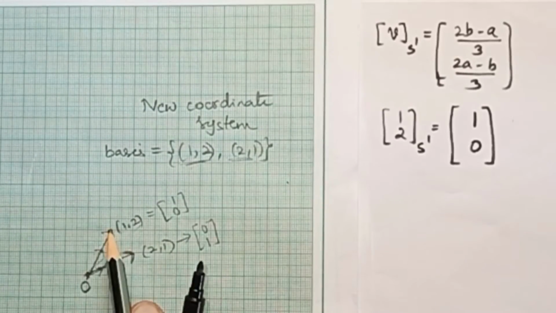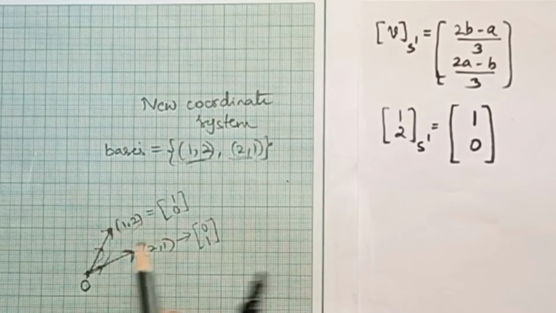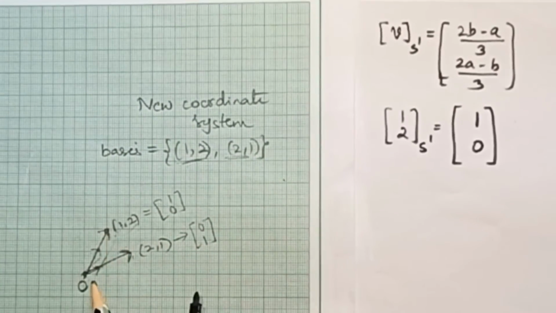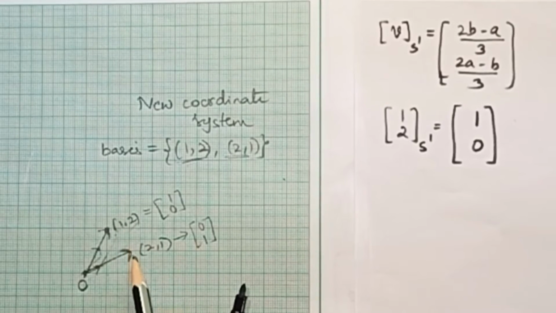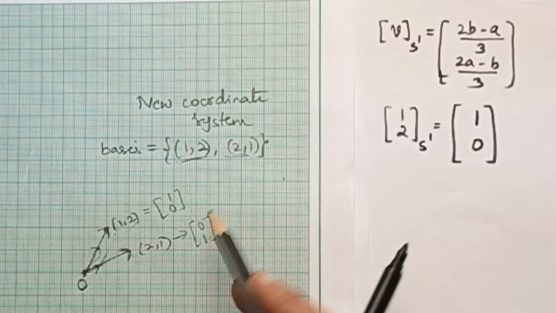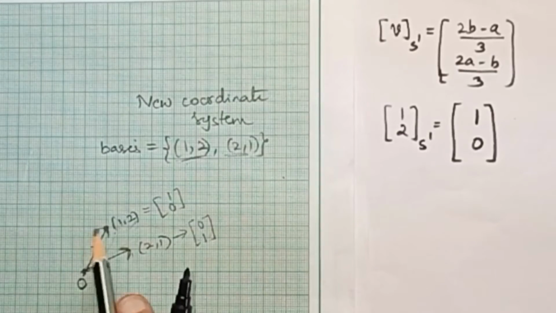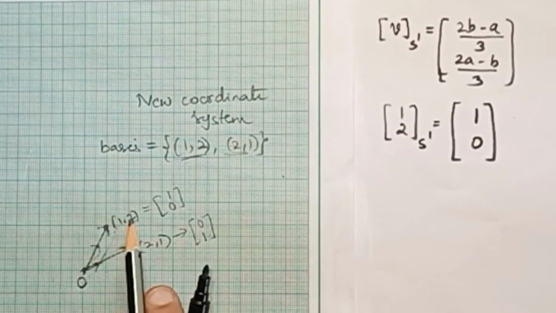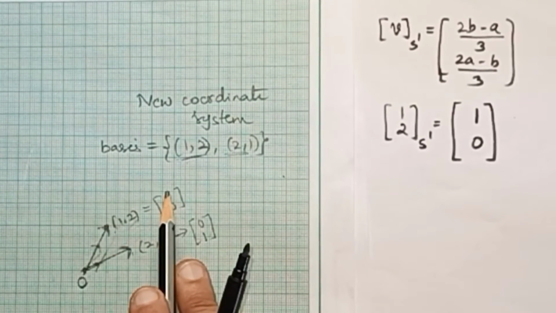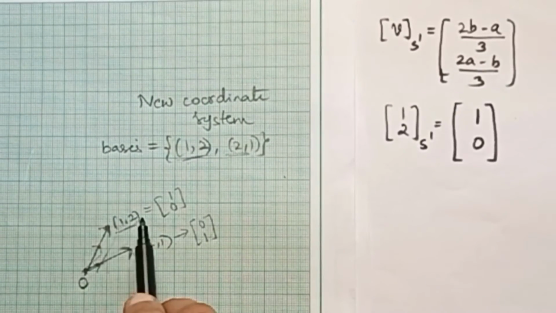It means that to reach this position, it is scaling 1 times (1, 2) and 0 times (2, 1). Then we reach the position (1, 2). Here also, 0 times (1, 2) and 1 times (2, 1). Then we will get the coordinates of this vector as (0, 1). So in this alien language it is called (1, 0). In our language the same vector is called (1, 2). The position is that of (1, 2), but in that language it is called (1, 0). In our language it is called (1, 2). So the coordinates of (1, 2) are (1, 0).